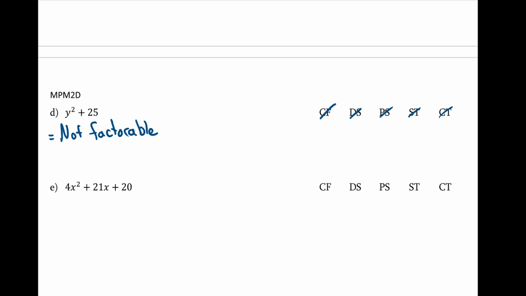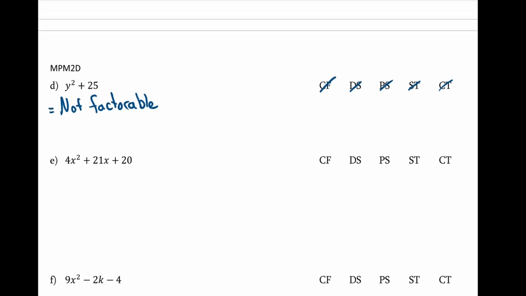Moving on to E, again, same steps. Check for a common factor. My lowest value is 4, so my only options for factors are 4, 1, and 2. 4 and 2 can be divided into 20, but they can't be divided into 21, so I can't common factor anything here. Is it a difference of squares? No, it's not, because it has two terms. Is it a perfect square trinomial? In this case, no, it is not, because even though 4x squared is a perfect square, 20 is not.